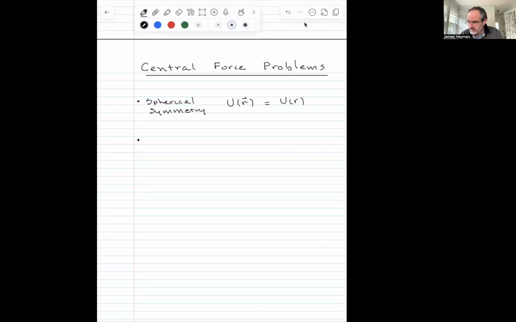But what's interesting about central force problems is that because the potential energy only depends on distance from the origin, but not on the angle, it means that there are no forces that act on particles in the tangential directions, in the angular directions. And because of that, the angular momentum of a particle is conserved. Okay? So in central force problems, angular momentum is conserved.